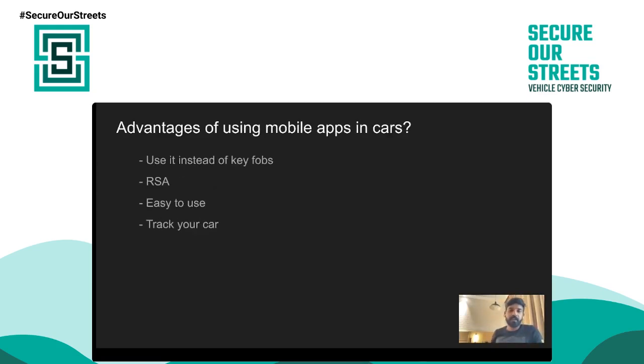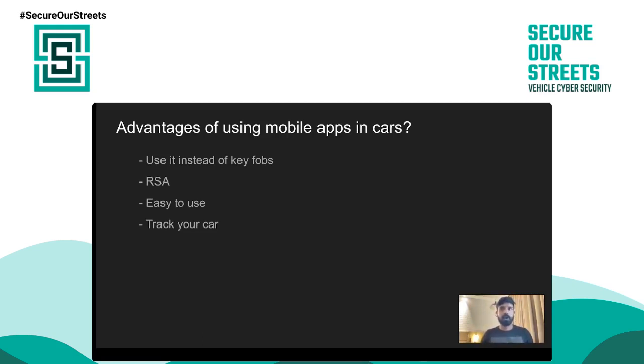So what are the advantages of using a mobile application in cars? First, instead of a key fob, you don't have to carry your key everywhere. You can use your smartphone to start the car or open the doors. Then come the RSA features, like roadside assistance. Whenever you are stuck somewhere in a lonely place, you can use the mobile application to notify the service assistance, and it's easy to use.